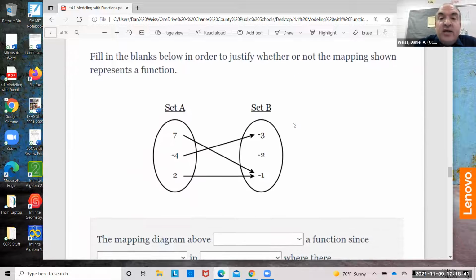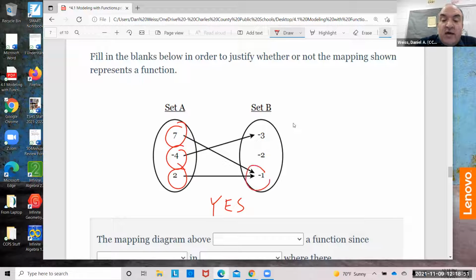Is this a function? Yes. This is a function because all x values only occur one time. One time, one time, one time. Over here, negative 1 occurs twice, but that's okay. The y values can repeat as many times as they want. That's okay. It's still a function. As long as the x values don't repeat, then it's a function.